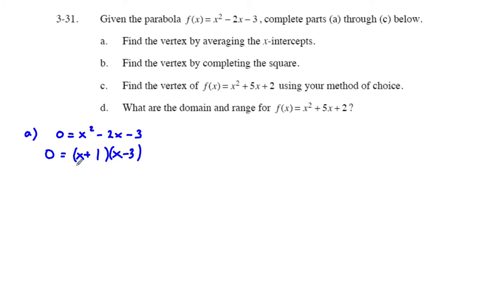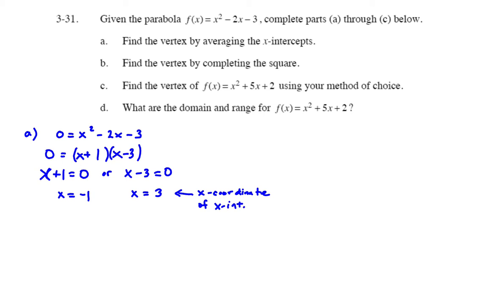So now let's use our zero product property. We have x plus 1 equals 0, or x minus 3 equals 0. We subtract 1, we get x equals negative 1. And when we add 3 to each side, we get x equals 3. These are the x-coordinates of the x-intercepts. We already know the y-coordinate is 0. So our two x-intercepts are the point negative 1, 0 and the point 3, 0.